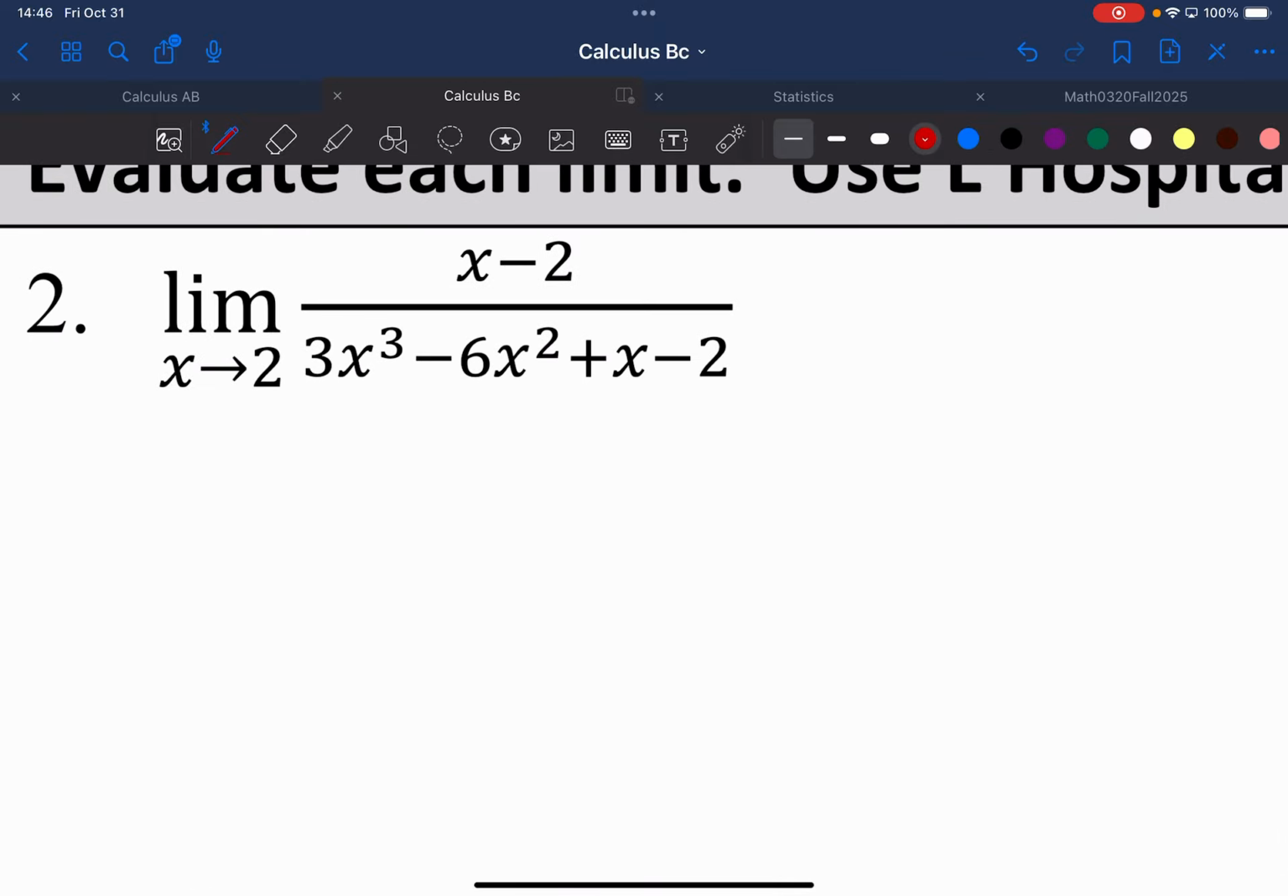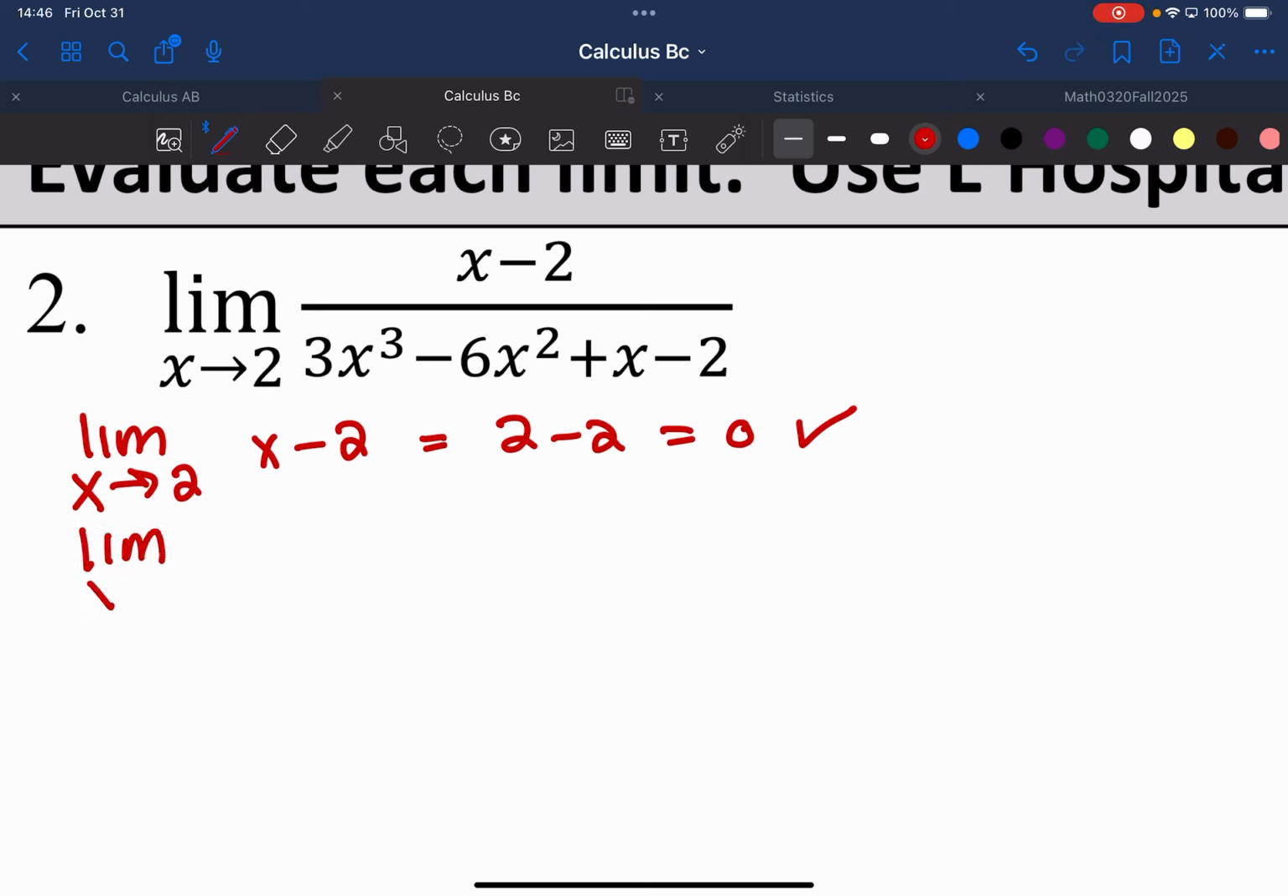So our first step is to make sure we get 0 over 0 or infinity over infinity. So I'm going to first do direct substitution. So the limit as x approaches 2 of x minus 2 is equal to 2 minus 2, which is 0. So the numerator checks out. Then I check the denominator.